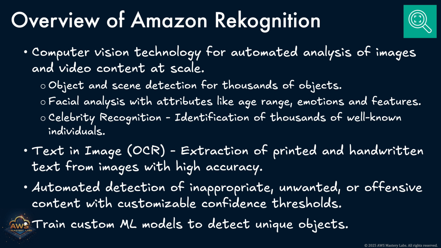Lastly, if your use case goes beyond what's available out of the box, you can use custom labels to train Rekognition to recognize objects that are unique to your business, like custom logos, specific tools, or specialized equipment, without needing to build your own model from scratch.